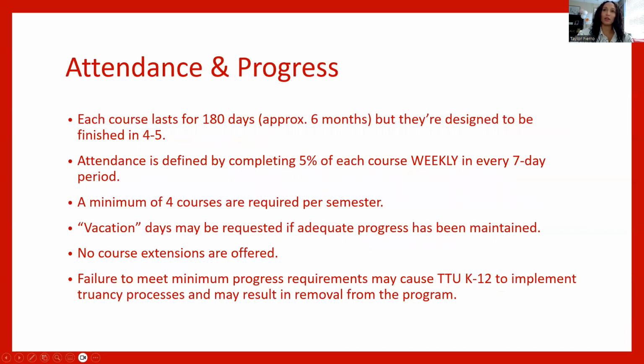As far as attendance and progress, each course lasts for about 180 days, which is approximately 6 months, but they are designed to be finished within 4 to 5 months. Attendance is defined by completing 5% of each course weekly in every 7-day period. So from Sunday to Saturday, that 5% of each course should be submitted weekly. There are a minimum of 4 courses required per semester to be considered a full-time student. And vacations can be requested, but they are not built into our program.